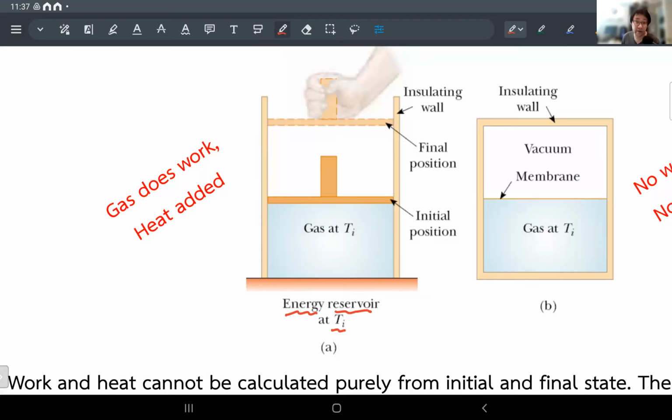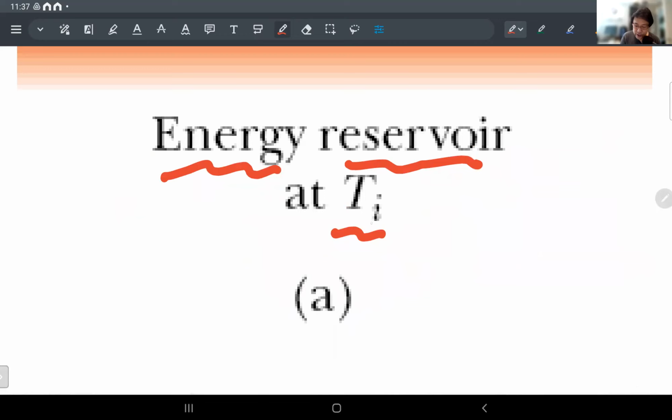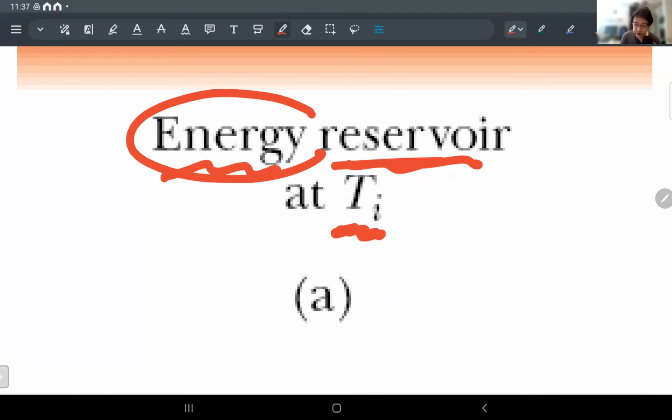When you say water reservoir, it means you have like a big dam or something, right? It's like, okay, holding tons of waters. That's water reservoir. Same thing with this. You have energy reservoir. It means you have a huge amount of energy waiting for you. But then here's the key. It's at temperature T sub I, and that makes perfect sense. When you have a huge energy waiting for you, it should have pretty much constant temperature. You guys with me now?